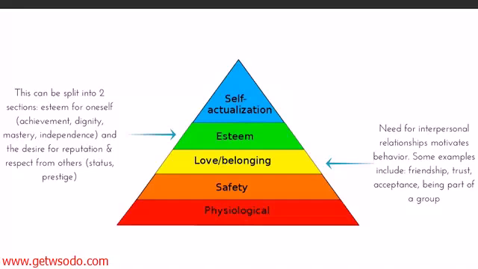So the esteem section can be split into two. Number one is esteem for oneself. This is defined by achievement, dignity, mastery, and independence. And the desire for reputation and respect from others is the second section. So this is status and prestige. With the top section, achievement, mastery, independence, people love to speak about themselves. They like to big themselves up. They like to feel good.